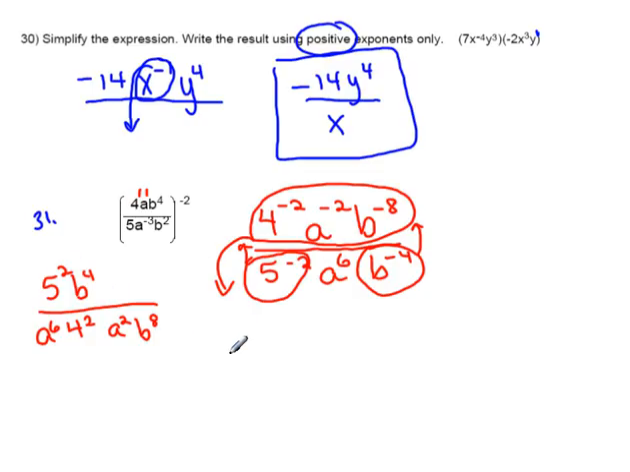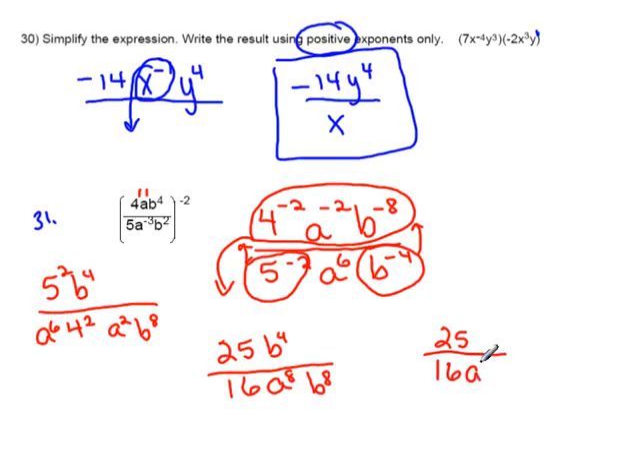So 5 to the second is 25, b to the fourth, and in the denominator here we'll put the coefficient first, so 4 to the second is 16. A to the second and a to the sixth, they're being multiplied, so we add the exponents, a to the eighth, b to the eighth. Well, it's almost simplified. We cannot have two occurrences of the same variable in the problem. It's not simplified unless you have just one occurrence of a variable. And you need to make sure that the 25 over 16 doesn't simplify. Well, it doesn't, so we're going to leave the 25 over 16. And the a to the eighth is going to stay where it is.